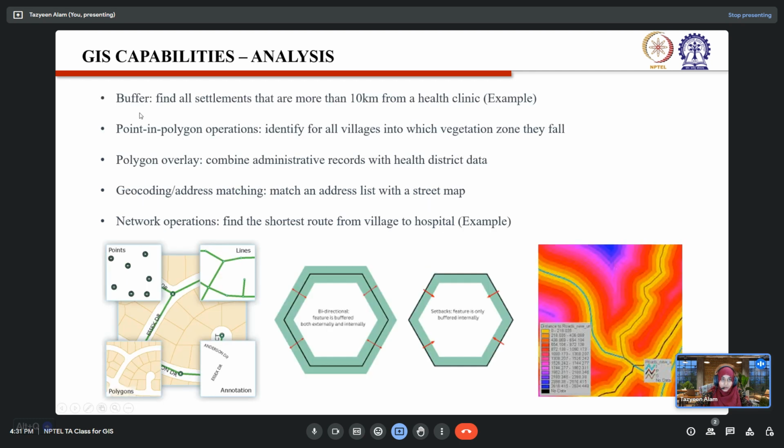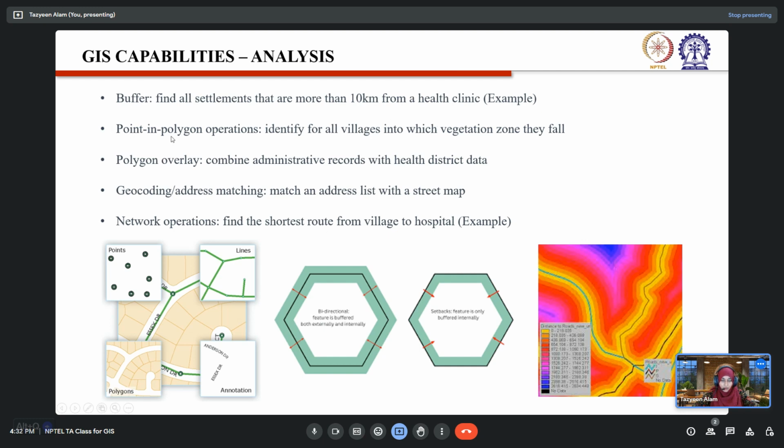The second feature within analysis is called buffer. Buffer will find all the settlements that are more than 10 kilometers from a health clinic. This is just an example. So what is your buffer distance here? Your buffer distance is 10 kilometers. From a particular point, which is your health clinic, you are trying to find all the settlements, so it creates a buffer of 10 kilometers from your health clinic.